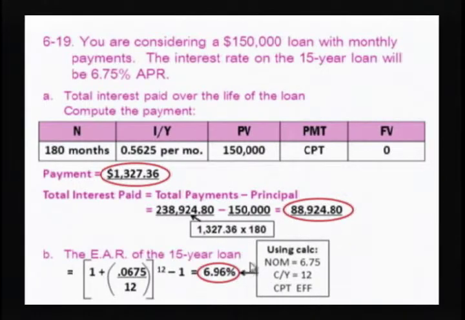Or you can use interest conversion, putting in the 6.75 APR as your nominal and 12 compounds per year, compute the effective rate, and you should get 6.96% using interest conversion as well.